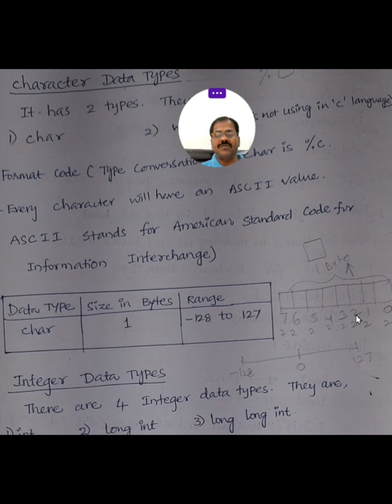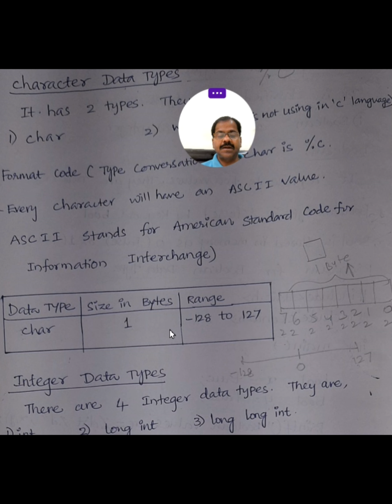Okay, 2 to the power of 0, 2 to the power of 1, 2 to the power of 2, like that up to 2 to the power of 7. That means 256. Here on the number line, we can represent minus 128 to 127. In the middle, 0 will be there. So for char, we have signed and unsigned. Here, this is the signed char. For unsigned char, up to 256 values.